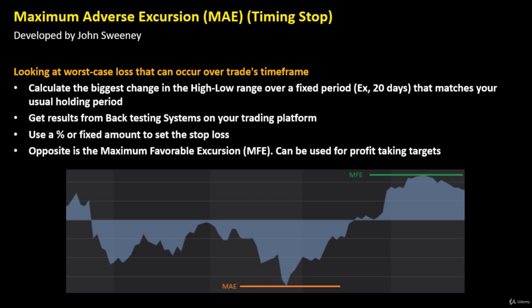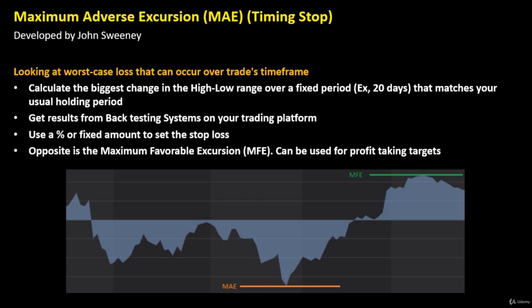So the software or the platform will do the calculation, but the idea is you're calculating the biggest change in the high-low range over a fixed period. Let's say like 20 days. It could be 20 minutes if you're a day trader, whatever your time frame is. The idea is you want it to be a fixed period that matches your typical holding period.